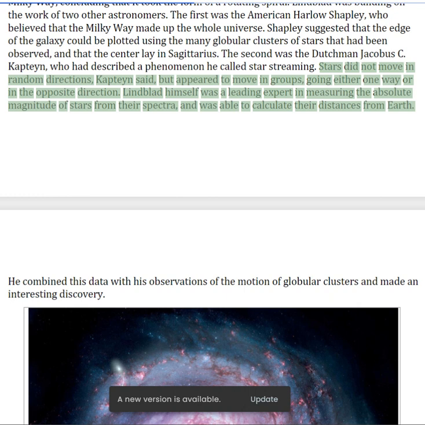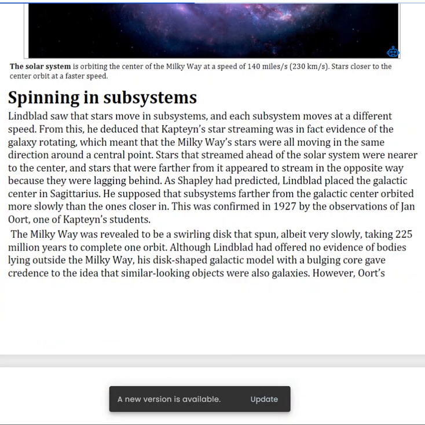Stars did not move in random directions, Kapteyn said, but appeared to move in groups, going either one way or in the opposite direction. Lindblad himself was a leading expert in measuring the absolute magnitude of stars from their spectra, and was able to calculate their distances from Earth. He combined this data with his observations of the motion of globular clusters and made an interesting discovery.